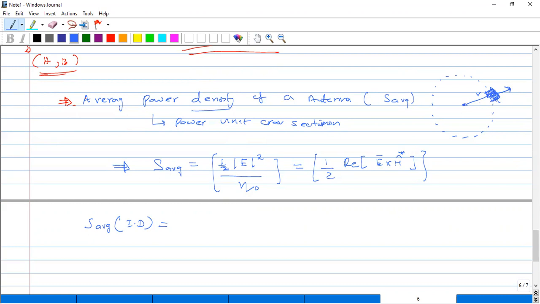So if you consider this R in spherical coordinates, the vector that is perpendicular to this unit cross section is nothing but R hat, no? So this S average should be in the R hat direction. So we will consider it like this.